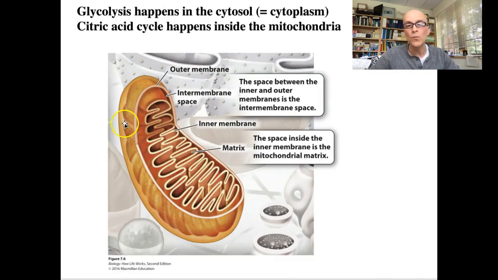So let's remember what the mitochondrion is. I say here glycolysis happens in the cytosol. Sometimes that's also referred to as cytoplasm, cytosol. You hear me use both of those terms. And the citric acid cycle happens inside the mitochondria. Mitochondria have an outer membrane and an inner membrane. And in between the outer and the inner membrane, there's the intermembrane space. And then inside the second membrane is what's called the matrix.